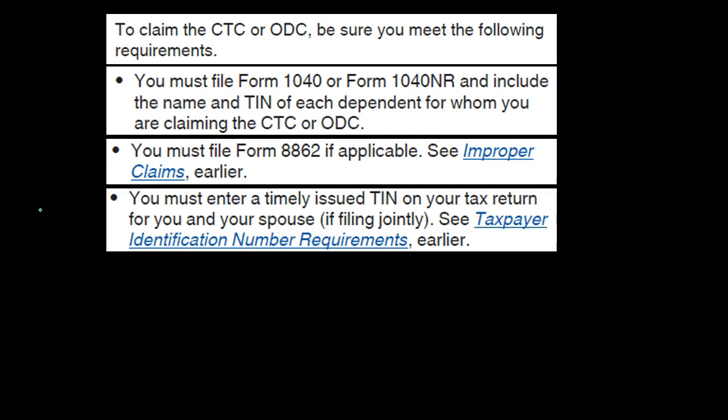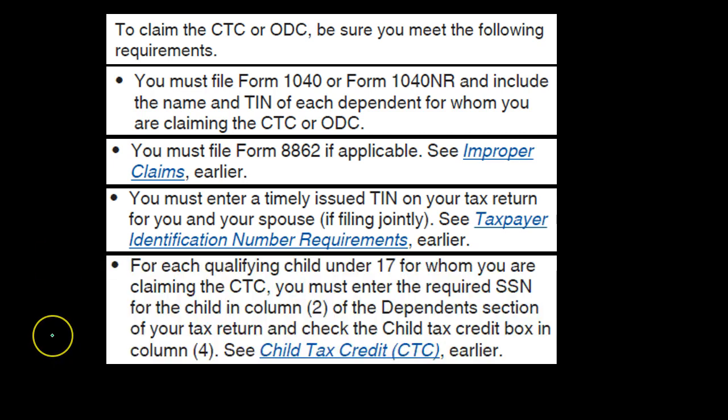Next, back to the text, you must enter a timely TIN, tax identification number, on your tax return for you and your spouse if filing jointly. So of course we need our TIN number, typically being the social security number. Next item, back to the text. For each qualified child under 17 for whom you are claiming the CTC, which is the child tax credit, you must enter the required SSN, Social Security number, for the child in column 2 of the dependents section of your tax return and check the child tax credit box in column 4.